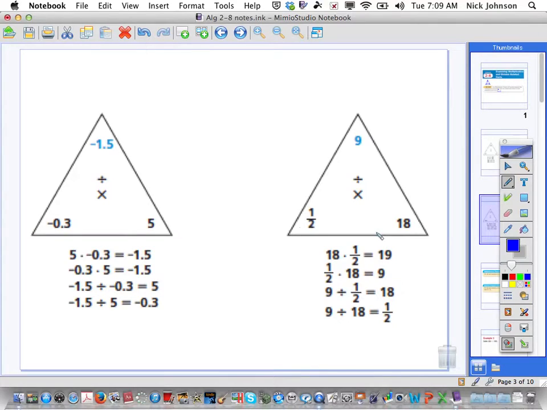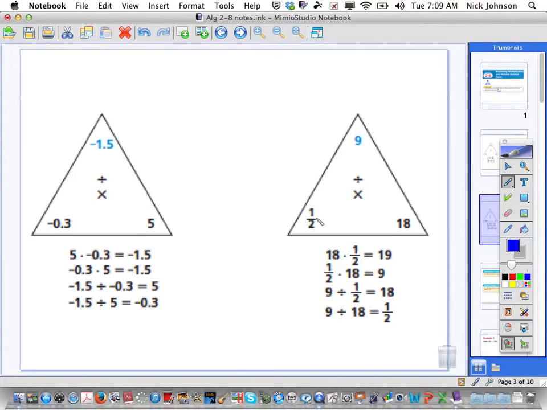Once again, you could use fractions and you could also use decimals. So a negative 0.3 times 5 is a negative 1.5. 5 times a negative 0.3, positive times a negative still gives you negative. Remember all that stuff. A negative 1.5 divided by 5 gives you a negative 0.3. A negative 1.5 divided by a negative 0.3 gives you 5.